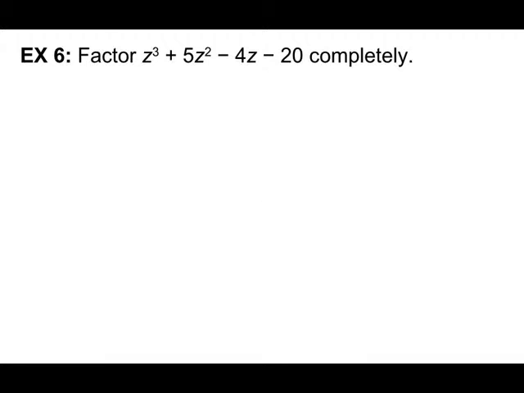So I'm just going to start by taking z cubed plus 5z squared, and I'm going to look for their greatest common factor. They both have a z squared, so I'm going to factor out a z squared from the first 2 terms. Now when I factor out a z squared, what I'm left with is 1z plus, if I have 5z squareds and I take away a z squared, I just have 5.